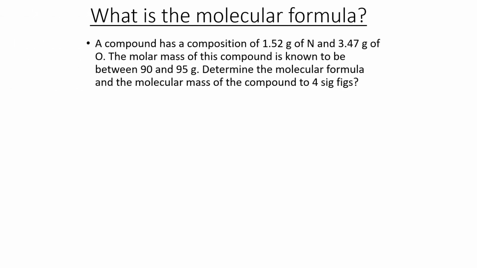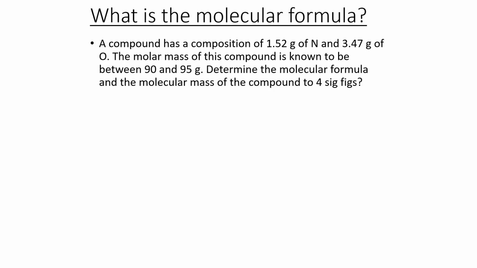So let's take a look at an actual problem here. In this problem, we have a compound that's composed of 1.52 grams of nitrogen and 3.47 grams of oxygen. The molar mass of this compound is between 90 and 95 grams per mole.